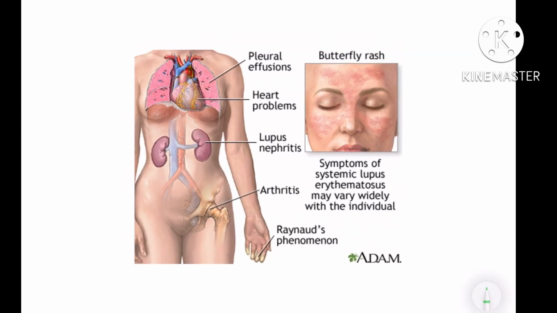Next one is systemic lupus erythematosus. It's a multi-system disease, a connective tissue disorder, where we can see butterfly rashes over the face, sparing the nasolabial folds, maybe involvement of lungs leading to pleural effusion, heart problems like pericarditis, involvement of kidney leading to lupus nephritis, joints also affected with arthritis, and there will be Raynaud's phenomenon. Some other features: photosensitivity, skin rashes, and other features also will be there.